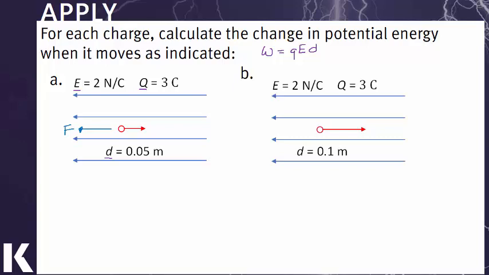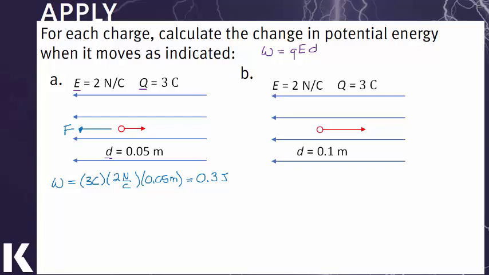And what we'll notice is the force and the displacement are in opposite directions, so we would see an increase in the potential energy. But by how much? Let's calculate that. So we'd say the work here, which would be our change in energy, would be equal to our charge, which would be 3 coulombs, multiplied by the field, 2 newtons per coulomb, multiplied by our distance of 0.05 meters. This would give us a change in energy of 0.3 joules. So we have an increase in our potential energy of 0.3 joules.